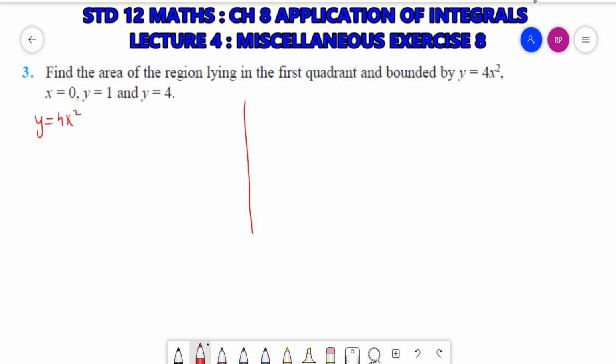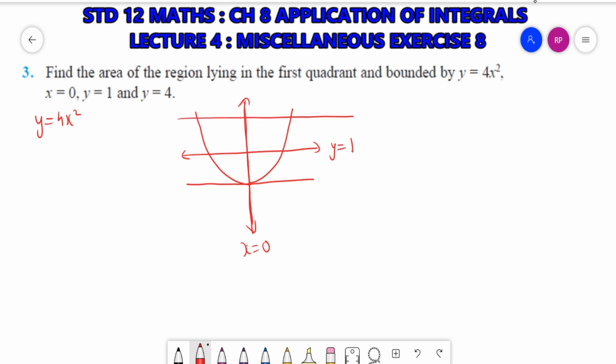If you want to draw, we know that y equal to 4x square is the parabola. x equal to 0, this is the line, this is the line x equal to 0. y equal to 1, this will be a line. And y equal to 4. This is the bounded region: x equal to 0, y equal to 1, the curve, and y equal to 4. Okay, this is the region that you have to find out.